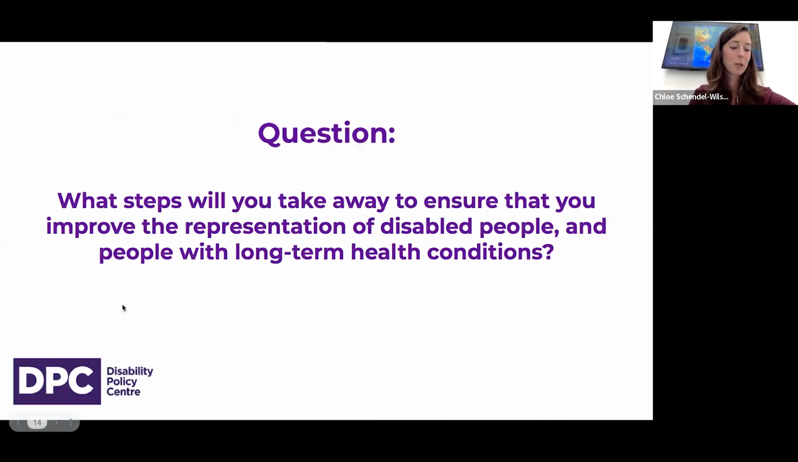And then the last thing, if we go back into breakout rooms for just under 10 minutes: what steps are you going to take from this to improve the representation of disabled people? It could be in your organisation and it could be in general. We could do both. So what are you going to do within your organisation and within your place as democratic organisations to improve the representation of disabled people and people with long-term health conditions?